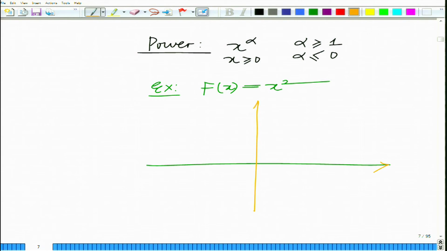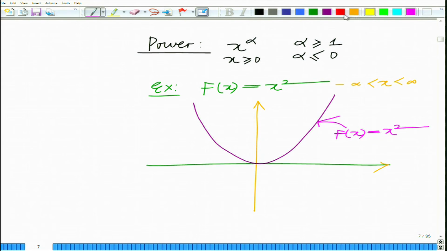In fact, f of x equal to x square, you can define it for the entire minus infinity less than x less than infinity, and it looks something like this, correct, and at x equal to 0, it is 0, and this is your classic example of a convex function. This is f of x equals x square, and you can clearly see if you join any 2 points by a chord, it lies above the function. So, this is a classic example of a convex function. In fact, it looks like a perfect bowl. This is your f of x equal to x square.